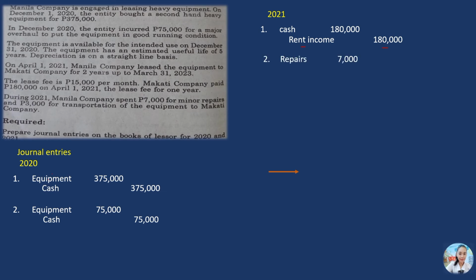Next is repairs. Since Manila Company incurred 7,000 for minor repairs and 3,000 for transportation of the equipment to Makati Company, we debit repair 7,000 and another debit transportation 3,000, and the credit would be cash 10,000.